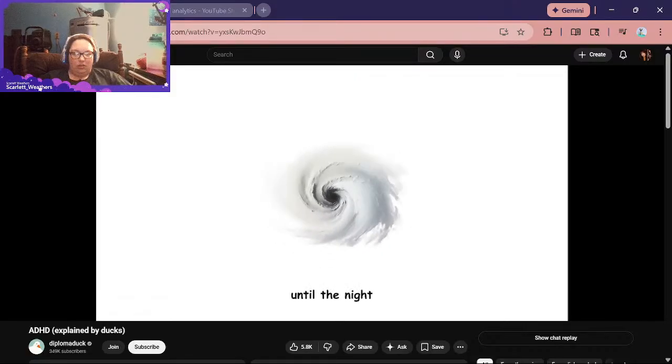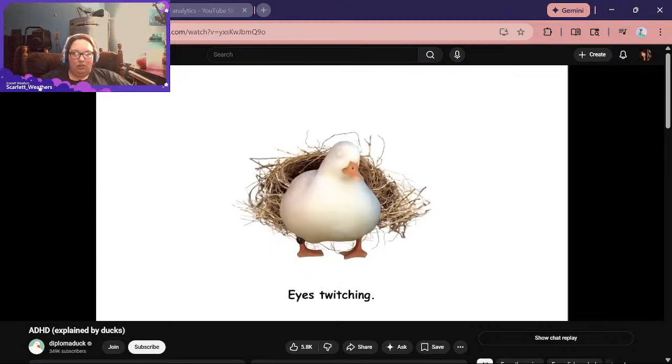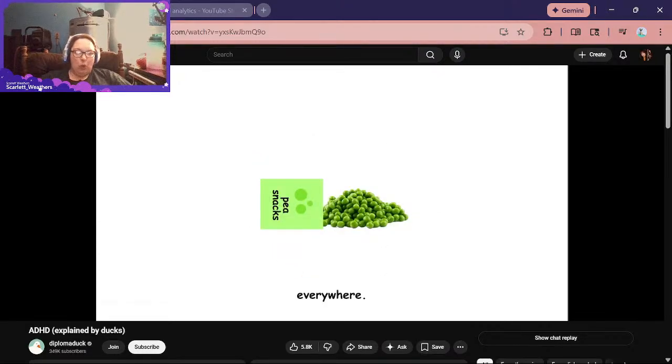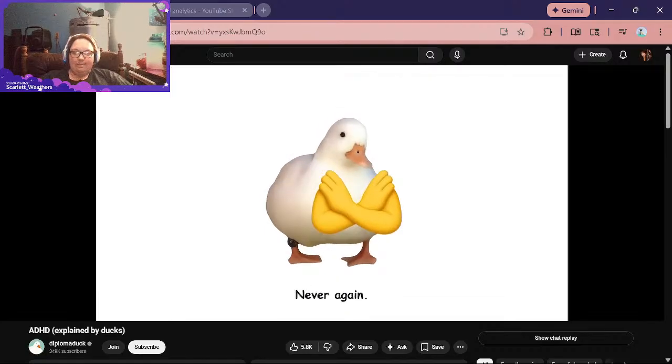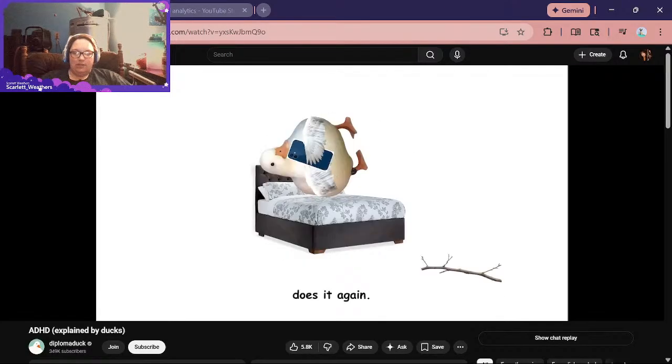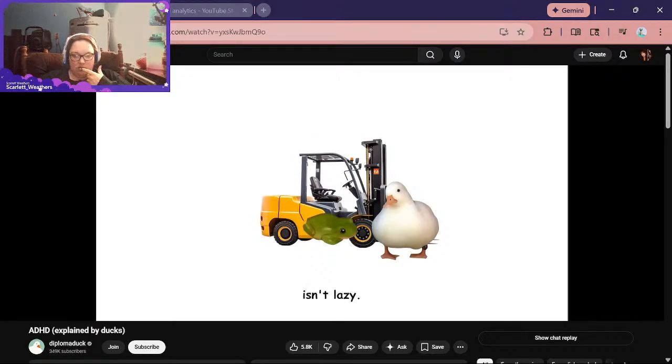So waits until the night before storm. Builds full nest in manic feather rage. Eyes twitching. Pea snack crumbs everywhere. Nest done. Duck exhausted. Duck swears never again. Tomorrow, does it again. Wise frog says, procrastination isn't lazy. It's fear wearing a disguise.